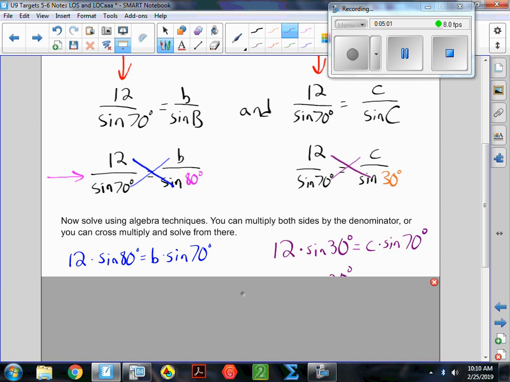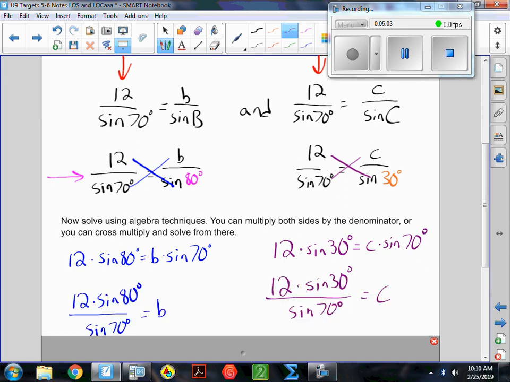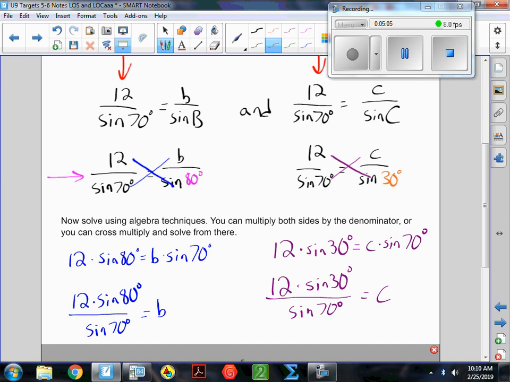And then you have to divide by the term you don't want. So in this case, I'm going to divide both sides by sine 70 degrees. Dividing and multiplying by the same number cancels it out to a 1. So b times 1 is b. Same thing on this side, divide both sides by sine 70 degrees.